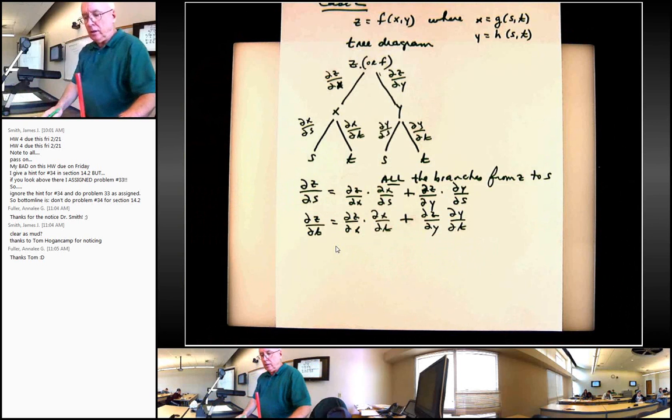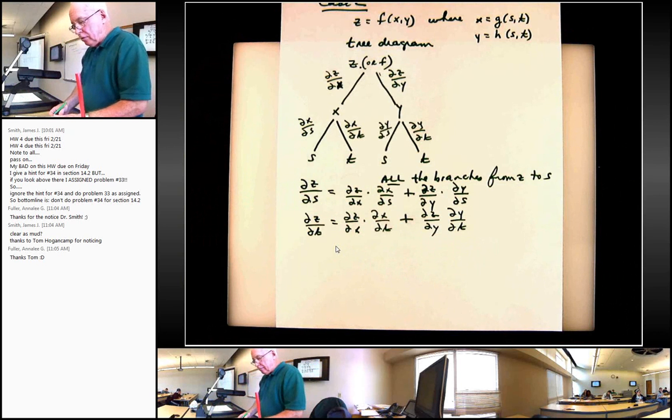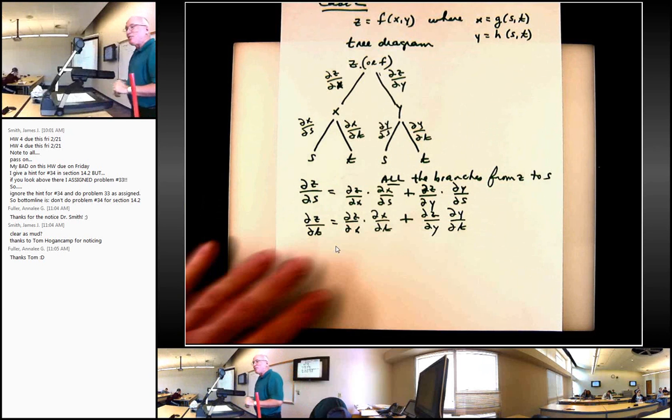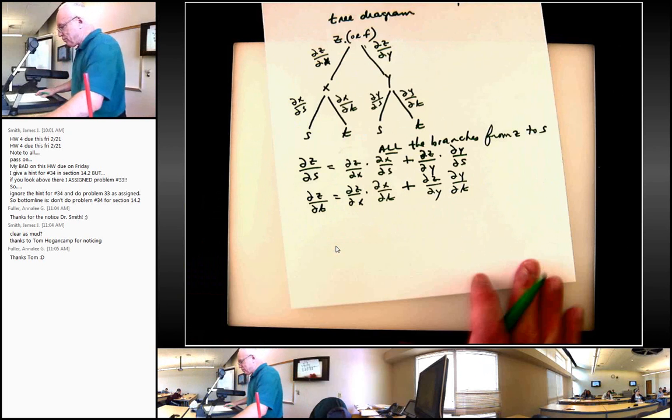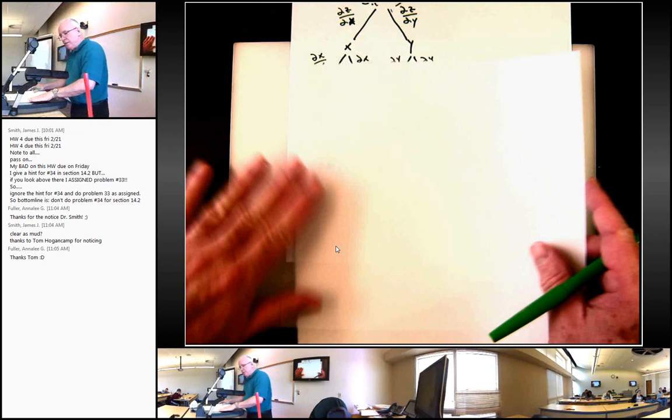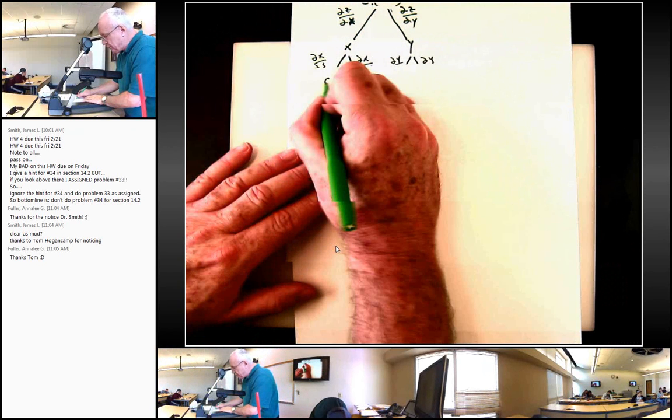Okay. I think that tree diagram is really a clever idea. So let's do an example then with these types of things. This is a case where we've got functions of two variables. So here's our example.